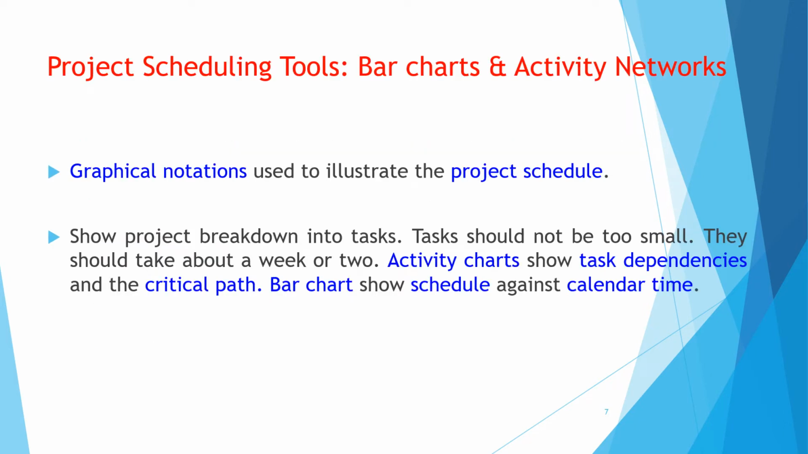Then come the project scheduling tools. Project managers can use a range of tools and techniques to develop, monitor, and control the project schedules. Increasingly, many of these can be applied digitally using programs such as Excel, Microsoft Project, and so on. Bar charts and activity networks are considered graphical notation used to illustrate the project schedule, and they break the project into tasks. Tasks should not be small, a minimum of a week or two. An activity chart shows the task dependencies and the critical path.